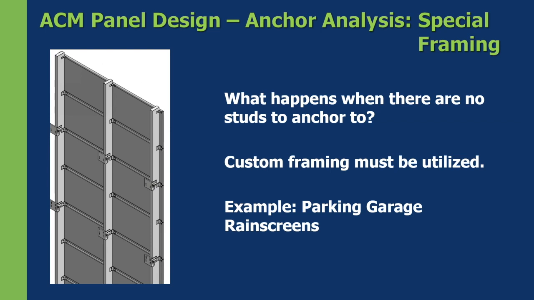So what happens if we have a rain screen, aluminum panel, whatever it might be, a solid aluminum panel, in an area where we don't have studs, maybe such as a parking garage? Well, you're going to have to use custom framing. And on this project, we had a solid aluminum panel that was going back to an aluminum tube that we had to design that was anchored into the perimeter spandrel beams of the parking garage, similar to what you would see in a unitized curtain wall.